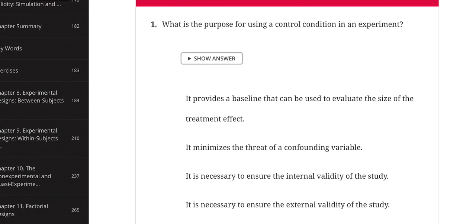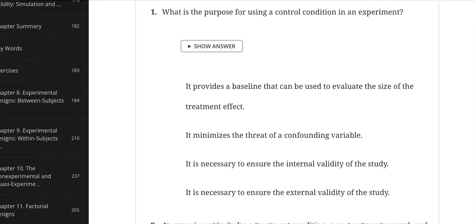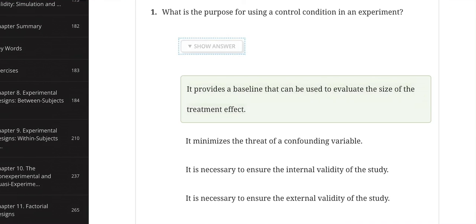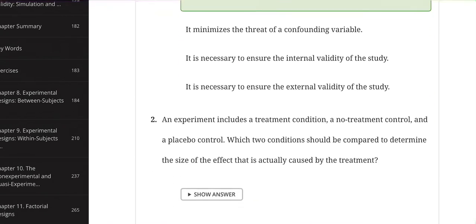And so then our learning check real quick. What is the purpose for using a control condition in an experiment? Hopefully you have realized that they're trying to trick you here. These bottom 3 are talking about those controls for extraneous variables that we talked about in the last video. And as I said, that's very different. A control condition in an experiment, a control group, is providing that baseline to evaluate the size of a treatment effect.